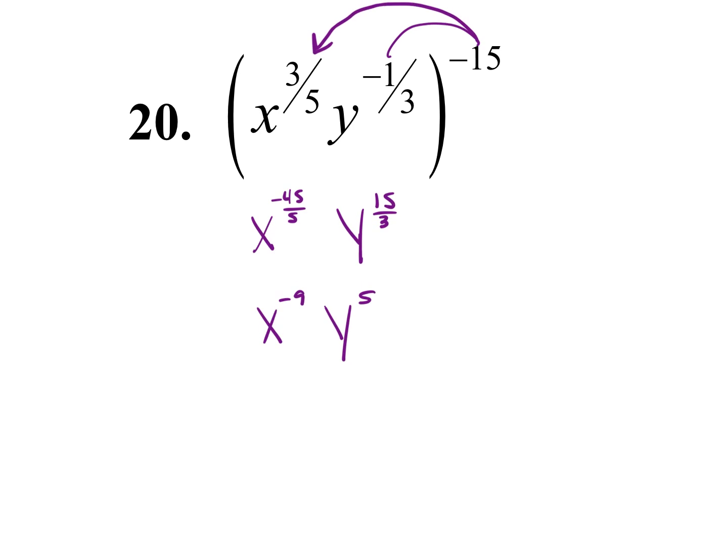So you're here right now. What do you have to do? Move the x. So it's going to be y to the 5th as a numerator, but x to the 9th is now a denominator. Anything else?